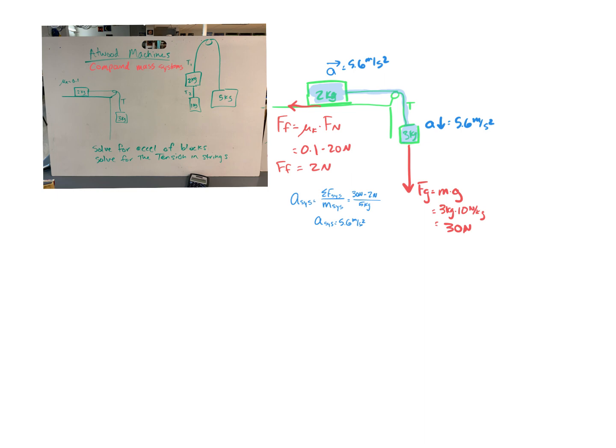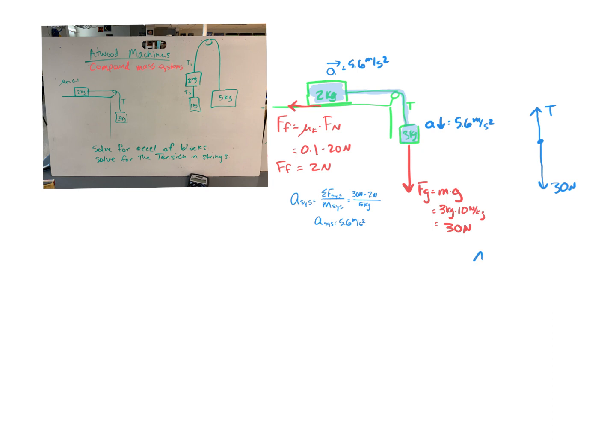So the block that's hanging, let's just take a look at that. It has a downward force of 30 newtons. That's the weight of it. And then it has this upward force of tension that conceptually is not going to be as big as 30. And the reason we know that is because if this block is accelerating down, the downward force would have to be bigger than the up force.